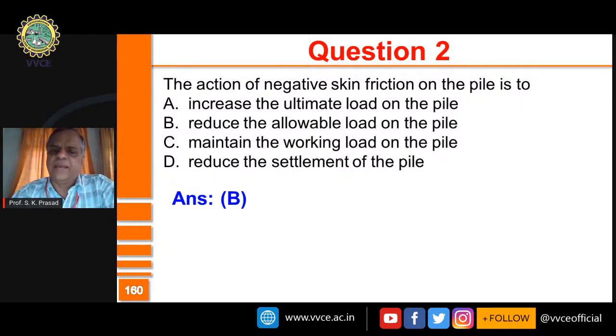The action of negative skin friction on the pile is, what does negative skin friction do? It's going to reduce the capacity. To increase the ultimate load? No, it doesn't increase. Is to maintain the working load? No, because of negative skin friction, capacity reduces. Is to reduce settlement? No. So settlement, we are not talking about settlement in case of capacity here. Therefore, it is B. It is to reduce the allowable load carrying capacity. Load carrying capacity decreases. Therefore, we have to be very careful. We should not be taking any risk when there is a possibility of negative skin friction.